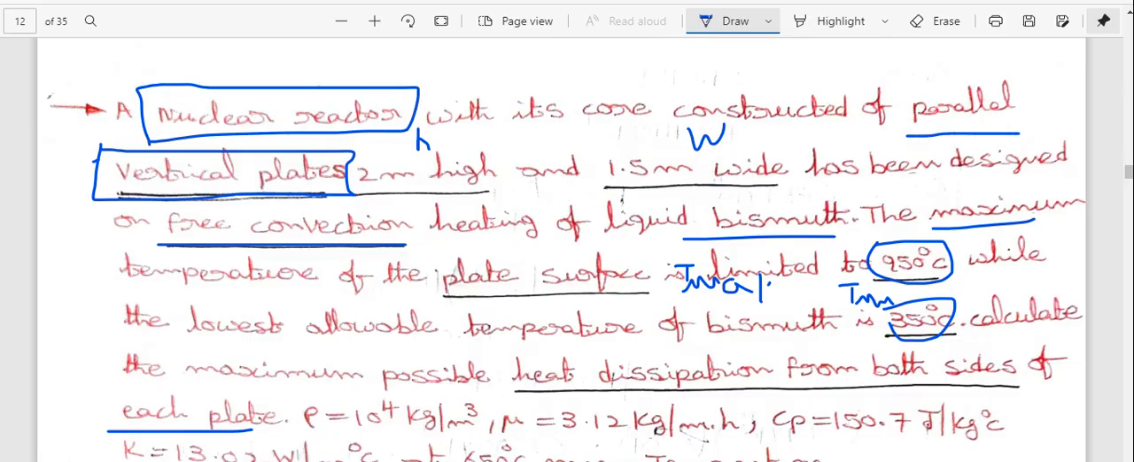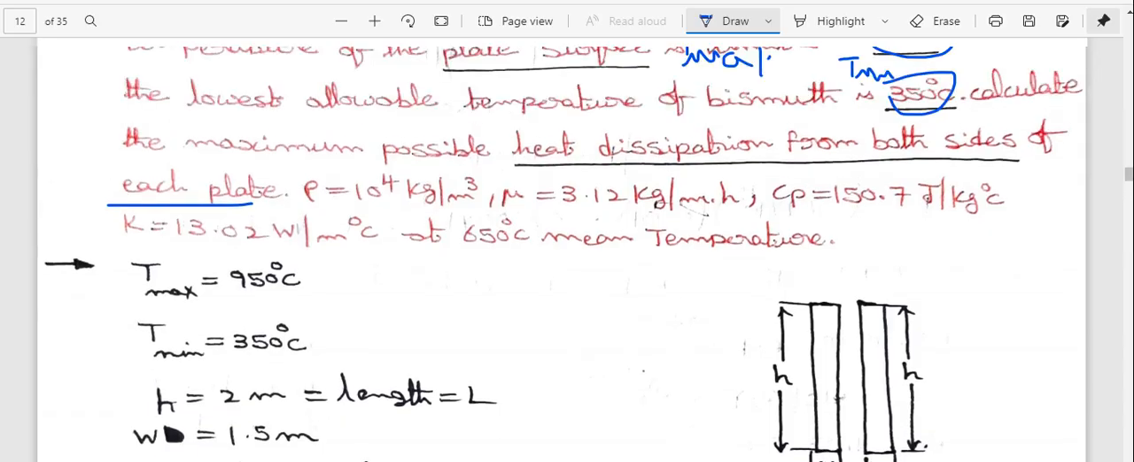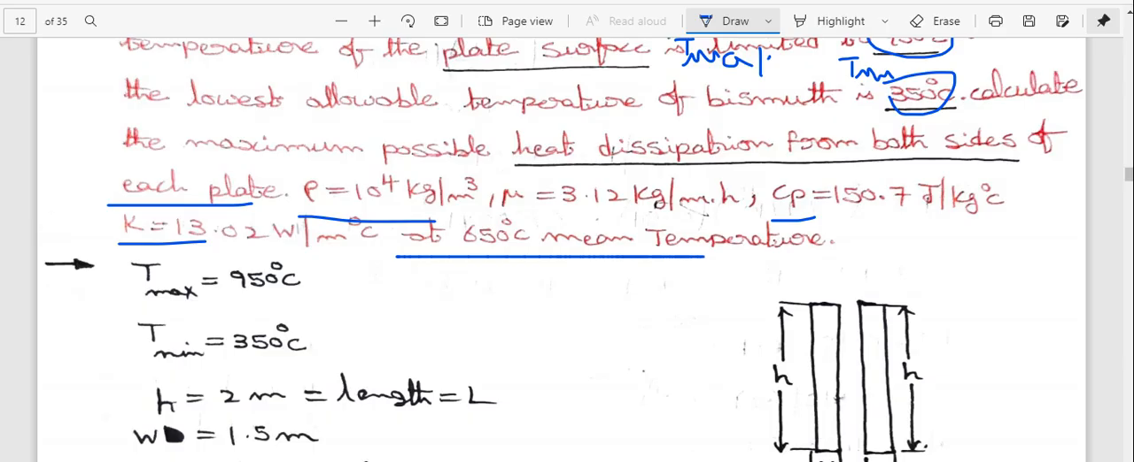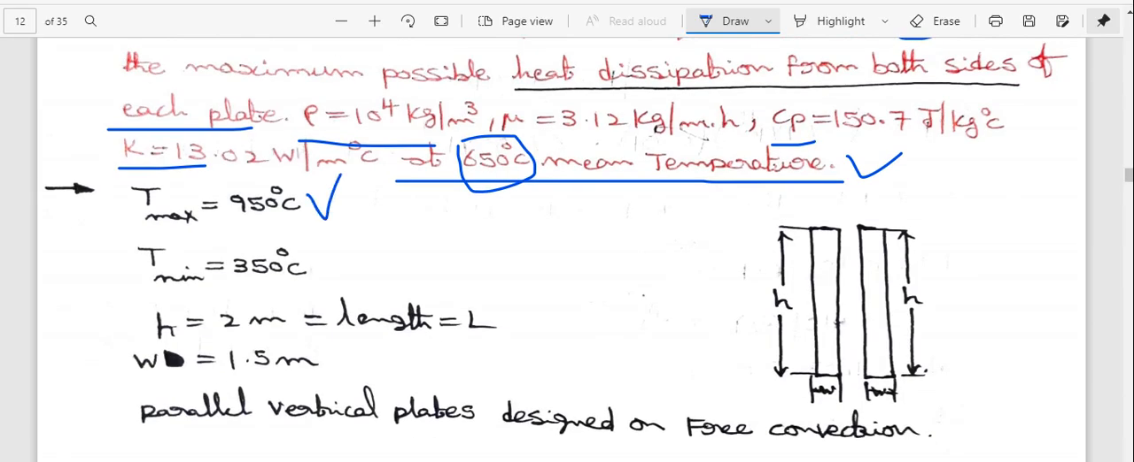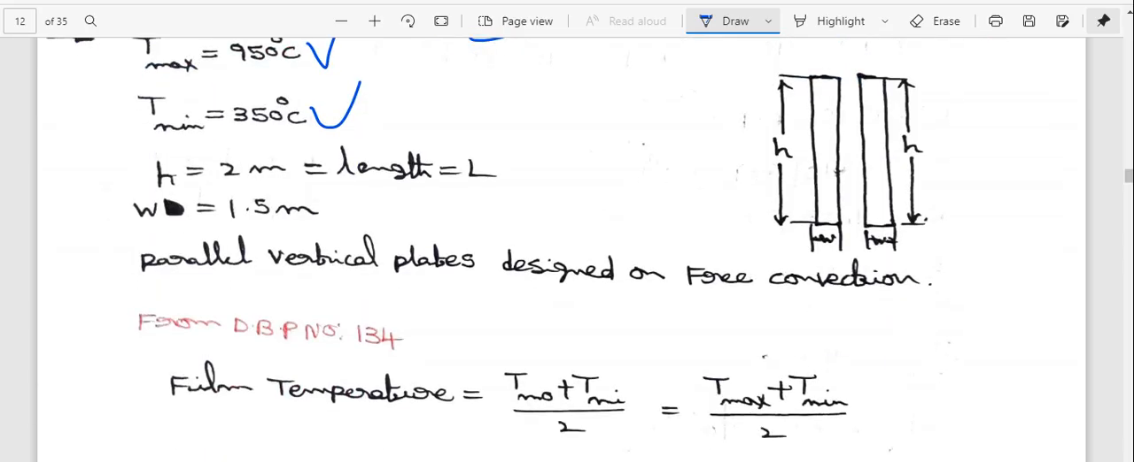So in this, the parallel vertical plates have dimensions of 2 meters height and 1.5 meters width. The property values, mu, density, Cp and k, are given at the mean temperature, 650 degrees. Now we need to check whether the mean temperature is 650. T maximum is 950, T minimum is 350, and H is the length of the plate, so equal to L. Width equals 1.5 meters.